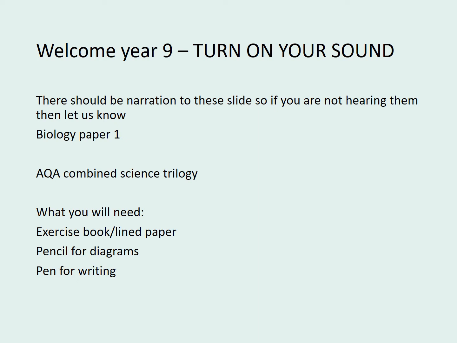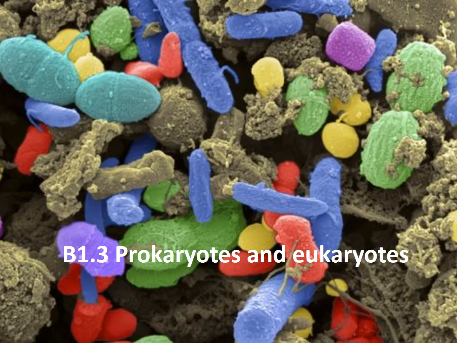Equipment again that we're going to need is something to write on, a pencil for doing diagrams, so cell diagrams, and a pen for writing. We are looking at prokaryotic cells and eukaryotic cells, and there is one big difference between the two of them that we must make sure that we know, which we'll come to as part of this lesson. The picture you can see behind you shows different stained bacterial cells, which would be prokaryotic cells, but you don't need to write any of that.